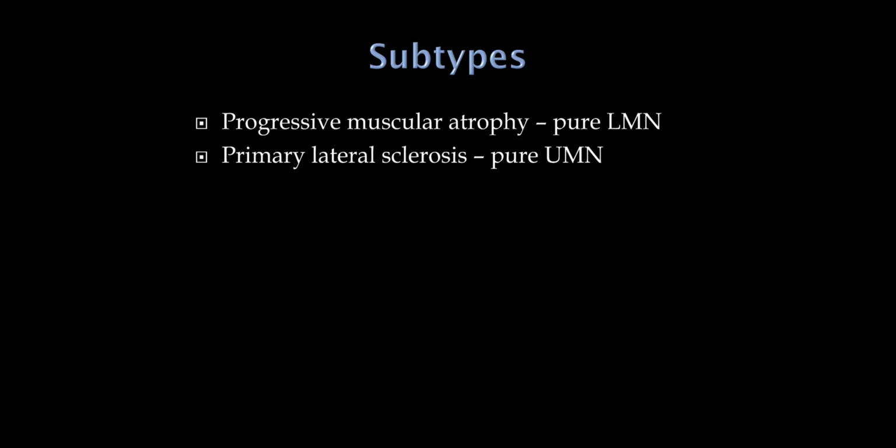Oftentimes I've seen patients who for years had what looked like primary lateral sclerosis, and then all of a sudden they began to get lower motor neuron findings. So sometimes this can be present in a rather slow manner that's unpredictable.